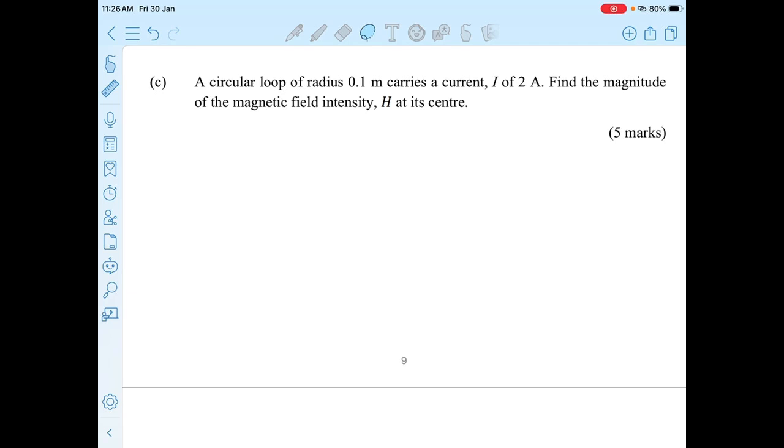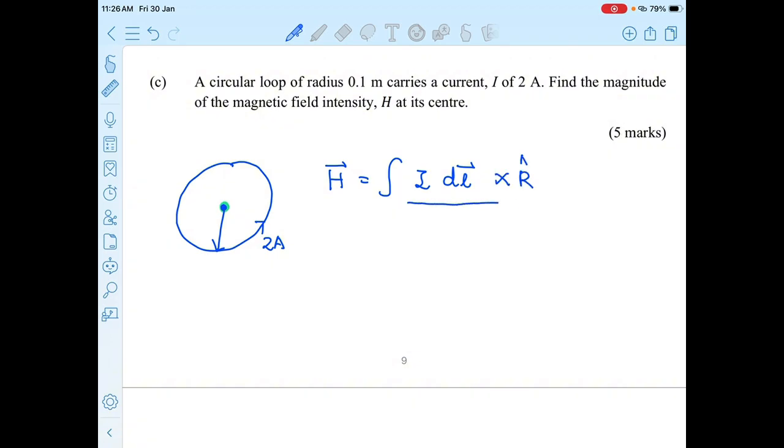of radius 0.1 meter, and it carries a current of 2 amperes. So you have to find the magnetic field at the center, at this position. Okay, so you can apply the Biot-Savart's law that we wrote down just now, which is the integral of I dl cross unit vector r over 4 pi r squared.